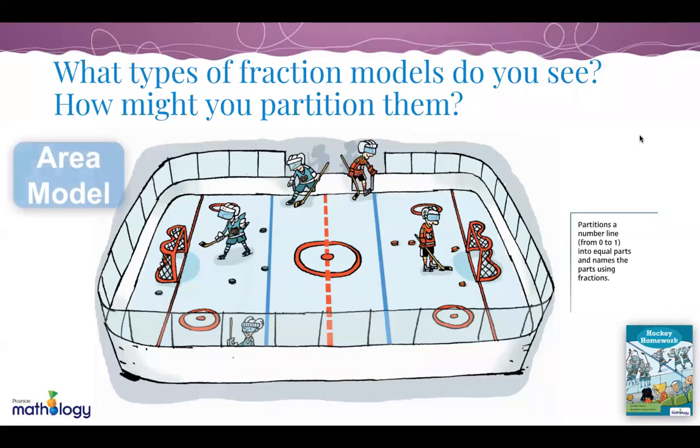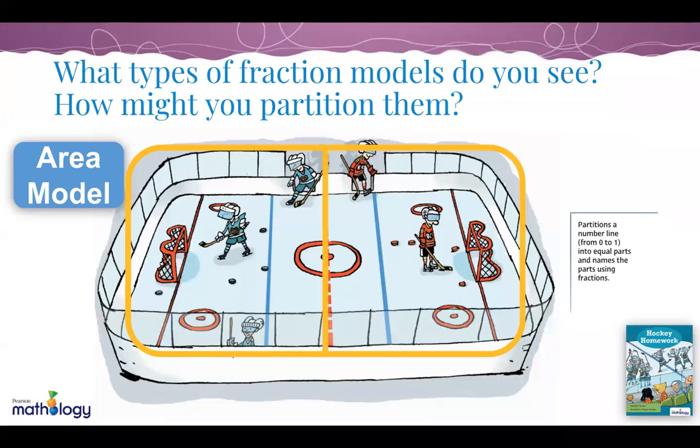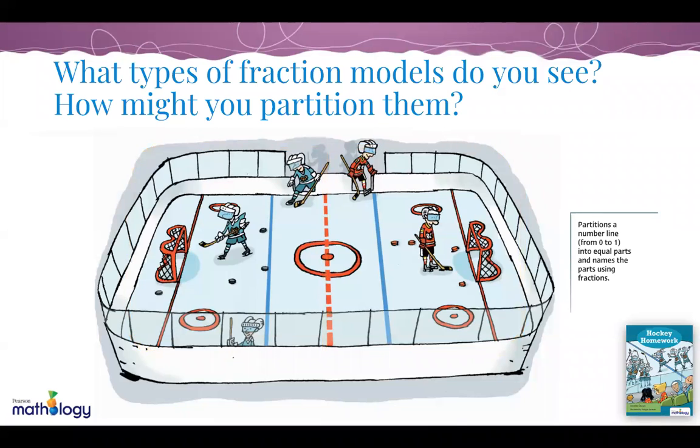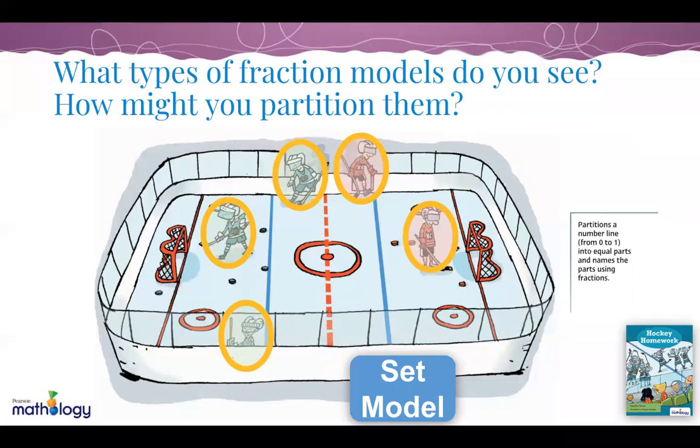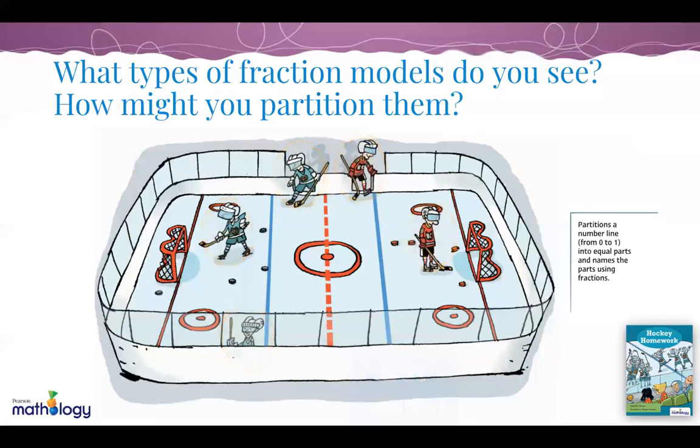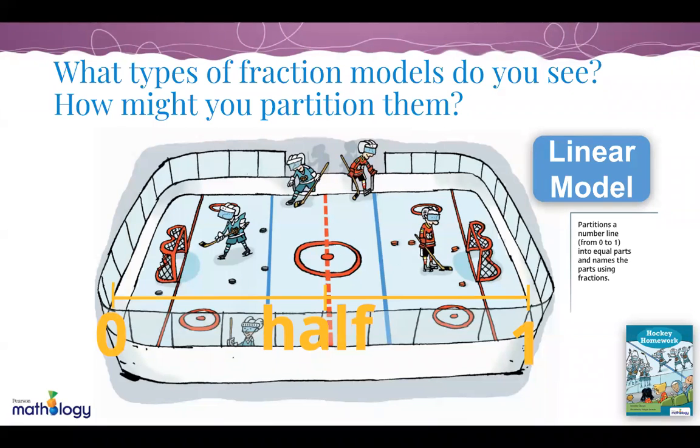Did you see an area model, like the hockey arena, or the rink, I should say? Did you see a set model with the hockey players, or even the pucks? Maybe you saw a linear model where you imagine the lines being the two ends and the halfway mark being the red dotted line in the center. This last component is where students are able to really explore partitioning that number line from 0 to 1 into equal parts and name those parts using fractions.